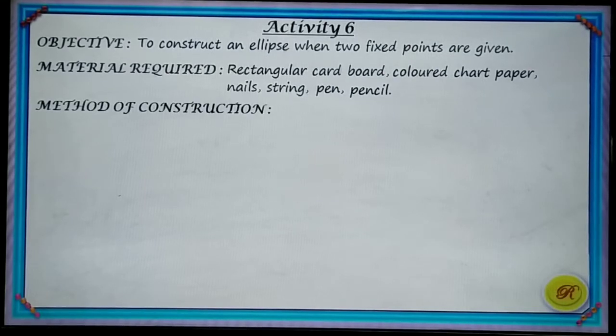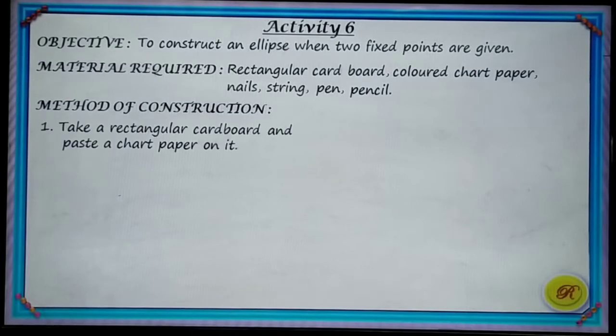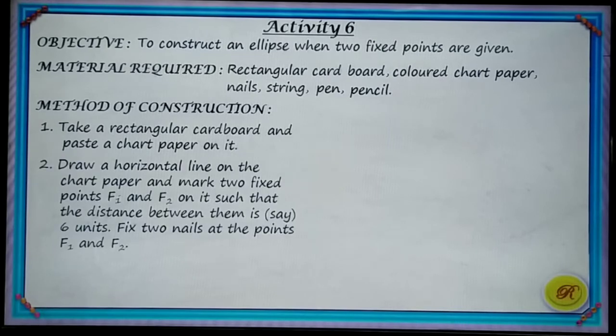Method of construction. Number 1. Take a rectangular cardboard and paste a chart paper on it. Second one. Draw a horizontal line on the chart paper and mark two fixed points F1 and F2 on it such that the distance between them is, say, 6 units. Fix two nails at the points F1 and F2.